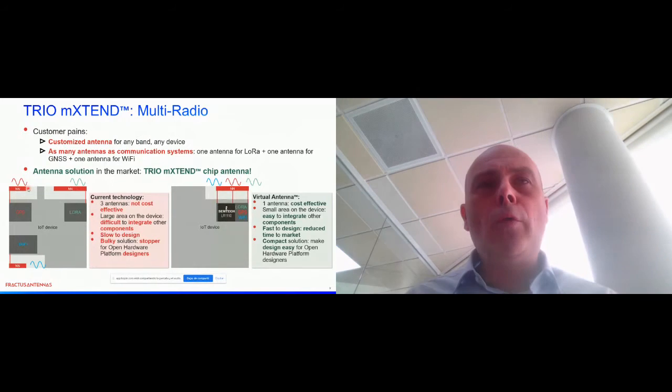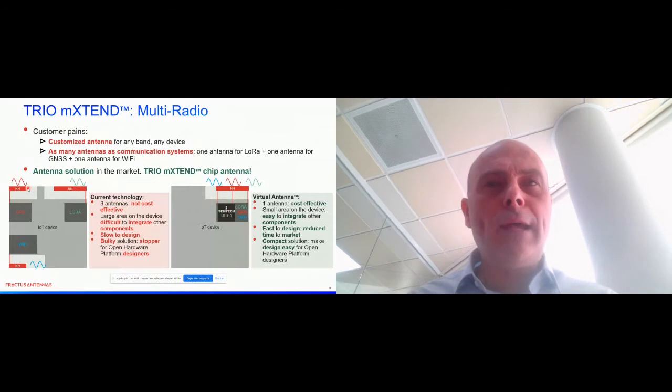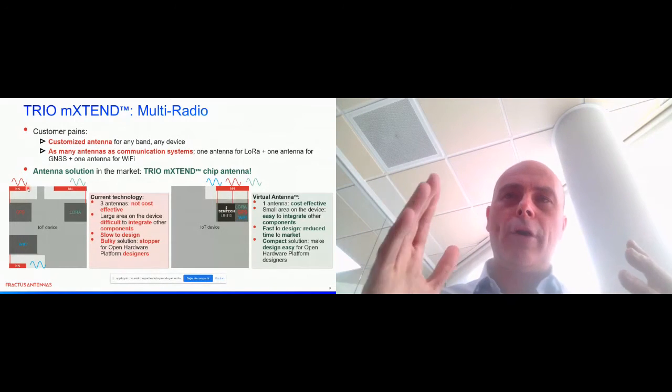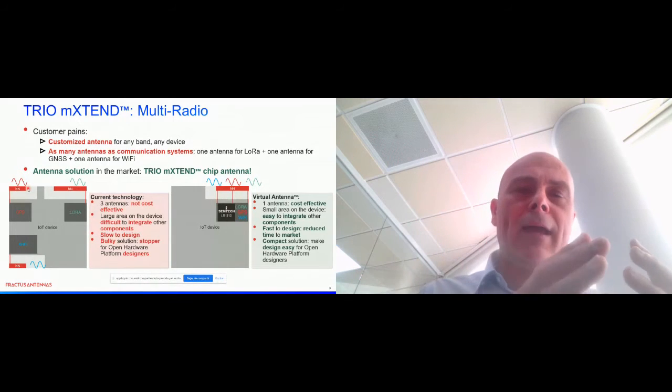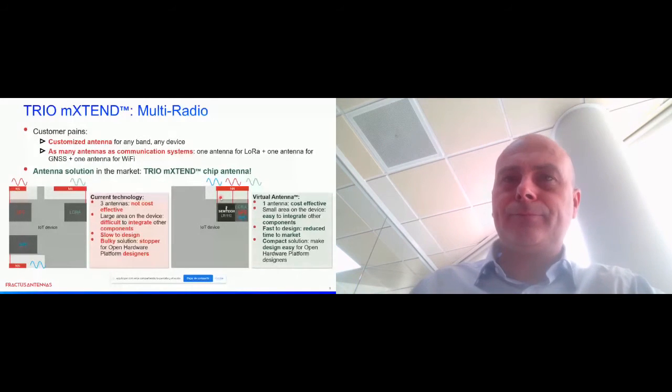We invite you to keep an eye on the application note that Semtech, together with Fractus Antennas, is going to publish. It explains in detail the behavior of the transceiver, the Semtech LR1110, in combination with the Trio MX10 for LoRa, GPS, and Wi-Fi for several PCB sizes, even with the presence of concrete, wood, plastic. It's a very nice application. So have a look, and if you have any question, you can always reach us.